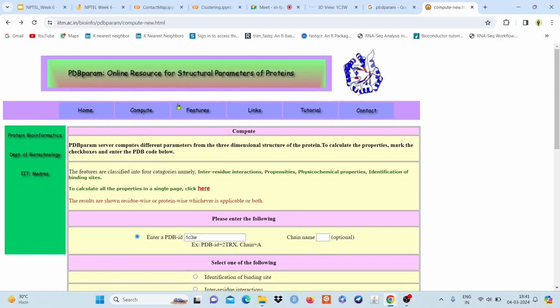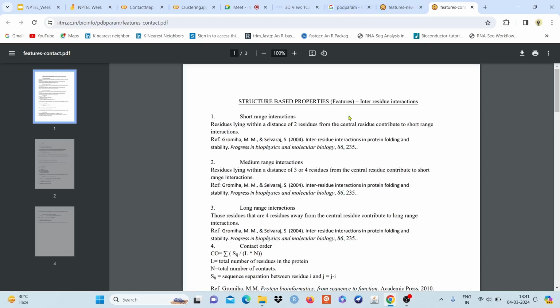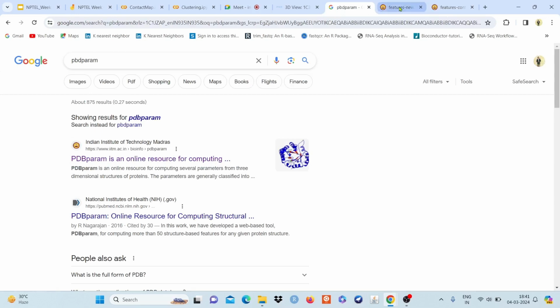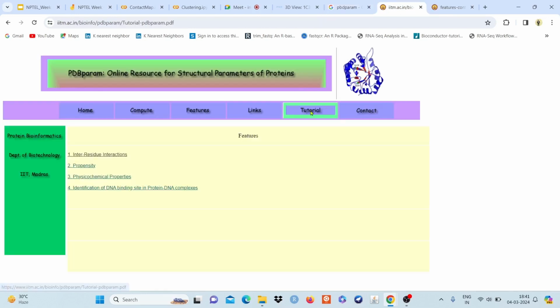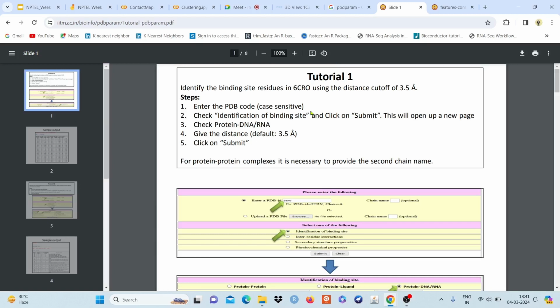So to know more about PDB param, under features, several parameters have been provided as hyperlinks, where once you click these hyperlinks, the explanation of each is provided as a PDF file. Similarly, we have a tutorial developed which makes it easy to access the PDB param server.